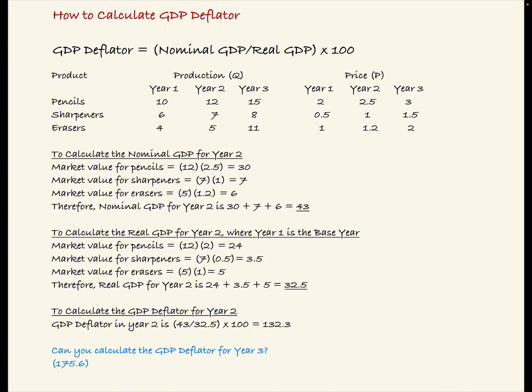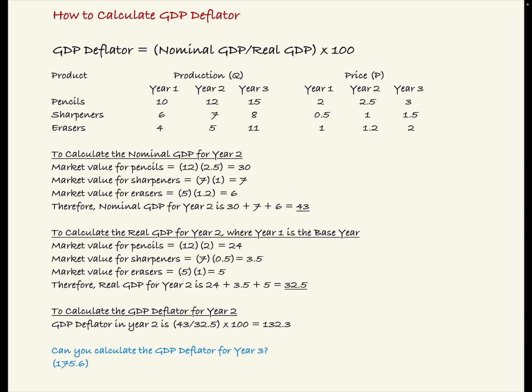For the market value for sharpeners, we take the quantity of sharpeners produced in year 2, which is 7, and multiply it by the price of a sharpener in year 1, which is 0.5, and that yields 3.5. And finally, to find the market value for erasers in year 2, we take the quantity of erasers produced in year 2, which is 5, and multiply it by the price of an eraser in year 1, which is 1, and that gives us 5. Therefore, the real GDP for year 2 is 24 plus 3.5 plus 5, which equals 32.5.